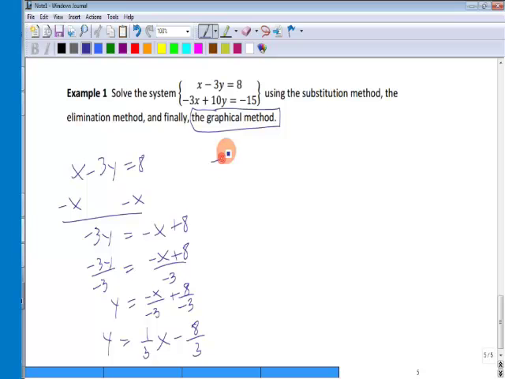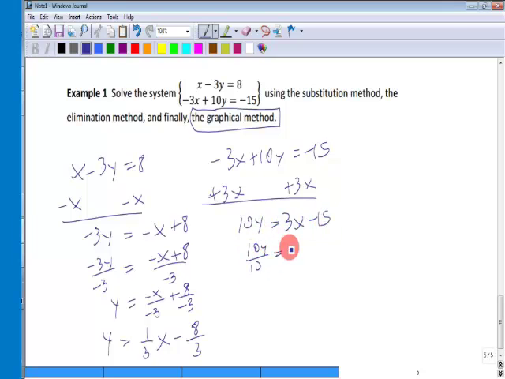And the other one, negative 3x plus 10y equals negative 15. Add 3x, 10y equals 3x minus 15. Divide both sides by 10. y equals 3x divided by 10 minus 15 over 10. So y equals 3/10 x minus 3/2.